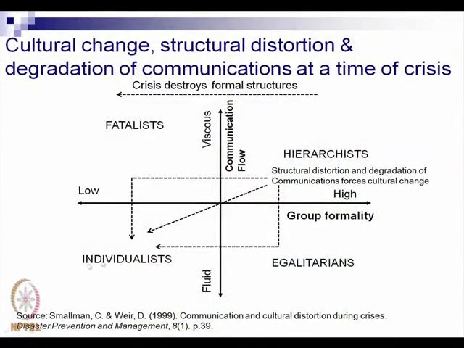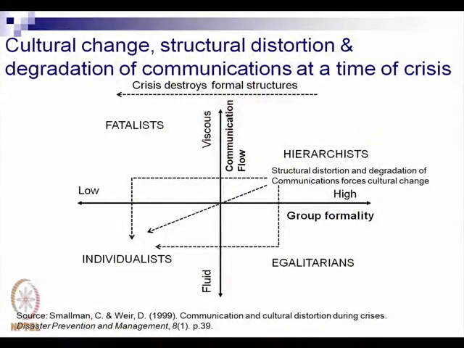The individualists are low on group formality, they say we are all independent and the communication is very fluid. Communication reaches them, but they are not really part of the cliques in the organization, they are not very high on expressing hierarchy, and so the communication is fluid. Now these are the 4 quadrants within an organization.